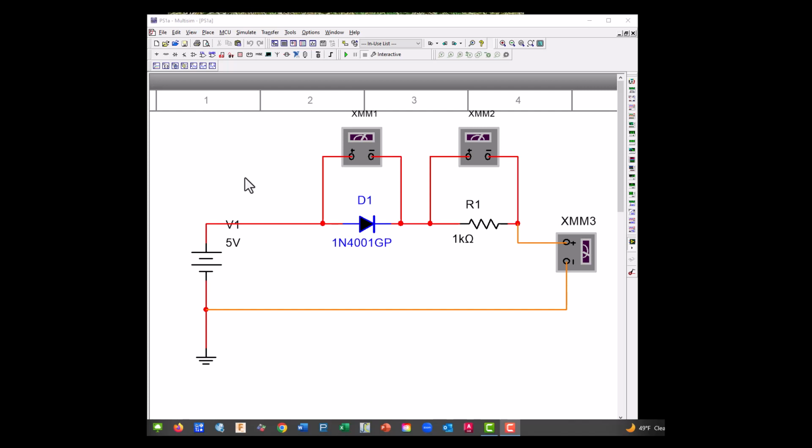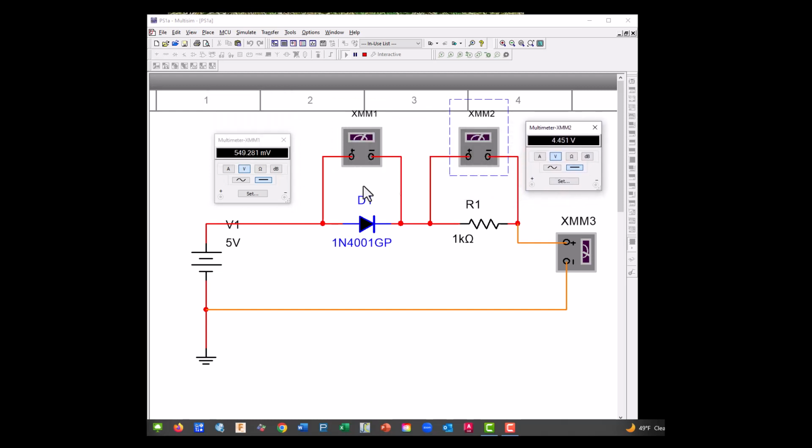And this is the first one, the 1A diode circuit, so let's go ahead and power it up and open up all our meters. So our voltage across our diode is 0.549 volts, which is reasonable for that.